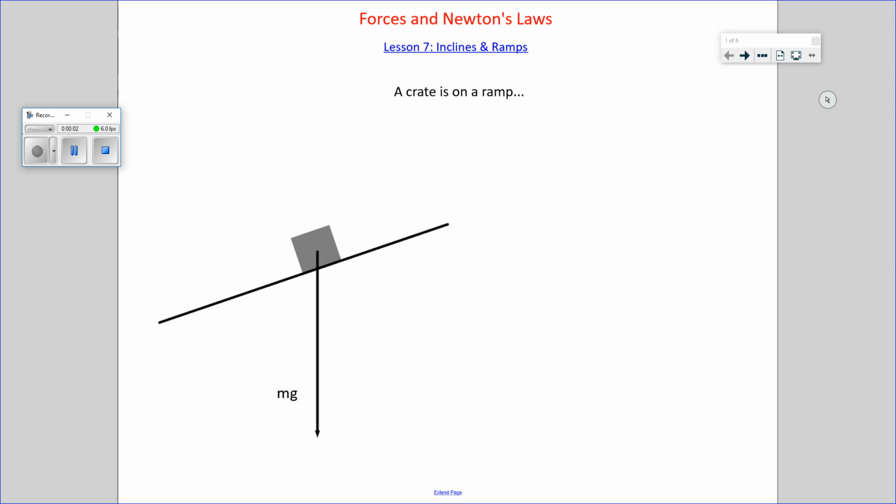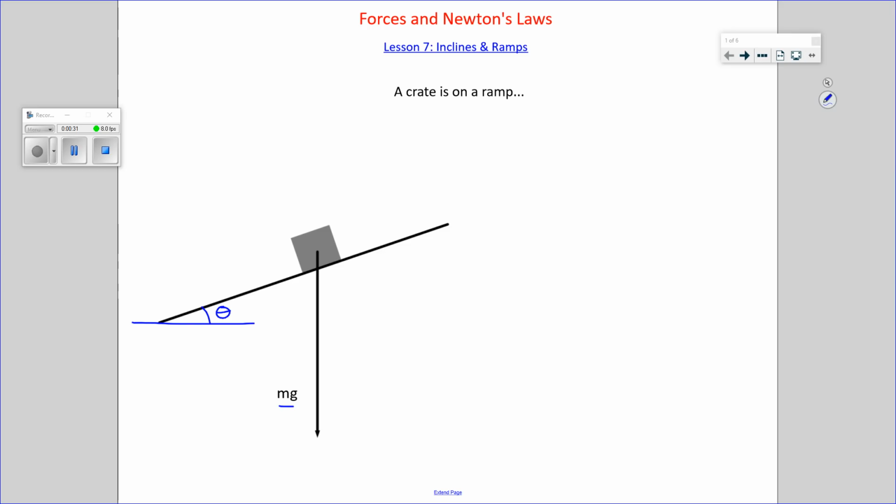Hello, people. The next element of our look into forces and Newton's laws talks about objects on inclines or ramps. So here's an object on a ramp. There it is. This ramp, we will say, is inclined at an angle measured from the horizontal that we'll call theta. And this object has a mass little m, and here's the gravitational force mg acting on this object.